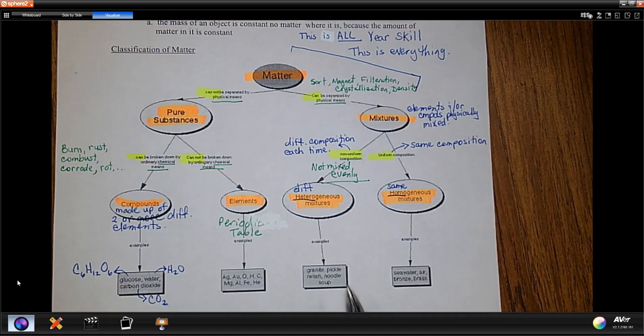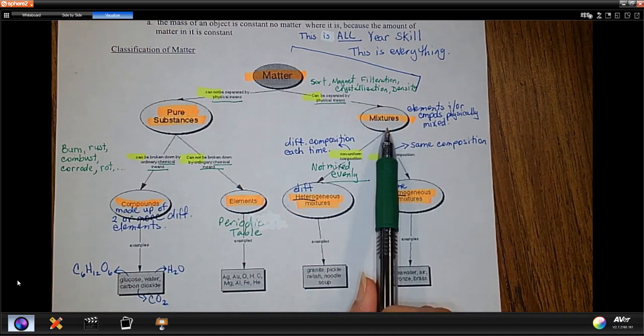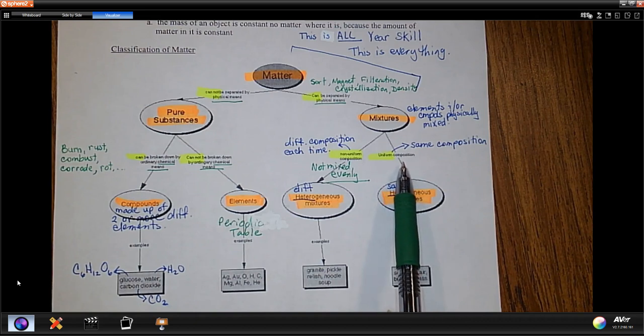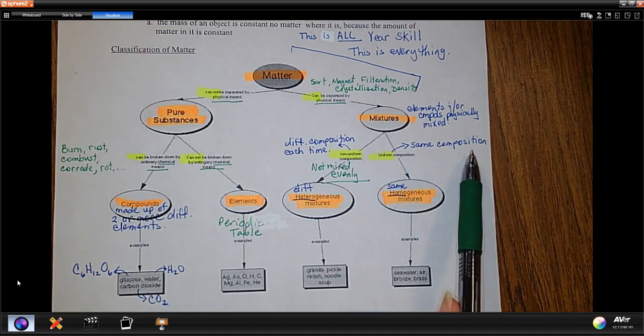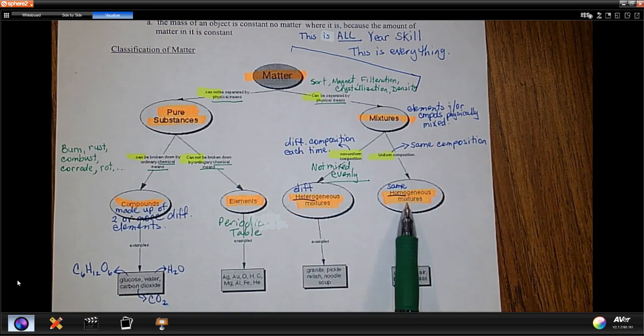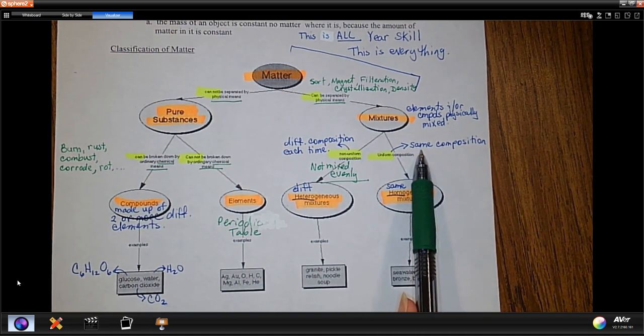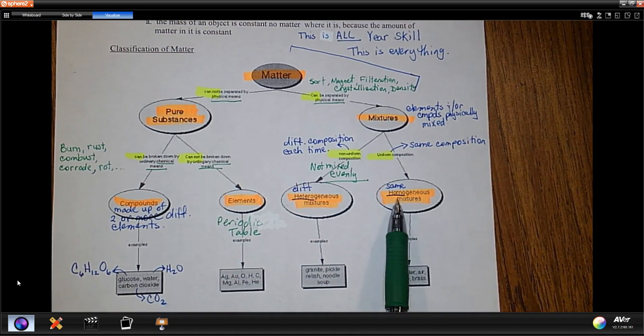your noodle soup. And then for mixtures, we ask, is it uniformly mixed? If your answer is yes, it is uniformly mixed, that means that it is the same composition through and through. The word for that is homogeneous mixture. The word homo means the same. So it is the same composition throughout. Examples of a homogeneous mixture would be seawater, air, bronze, and brass.